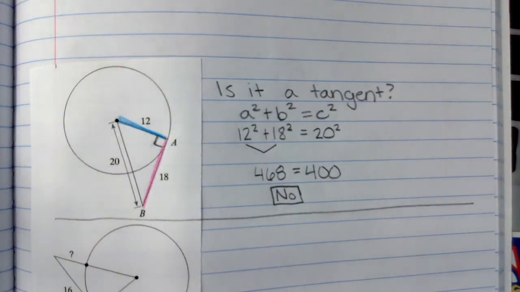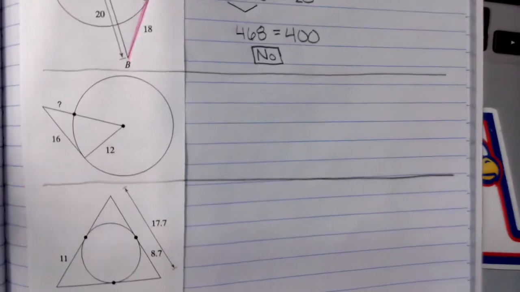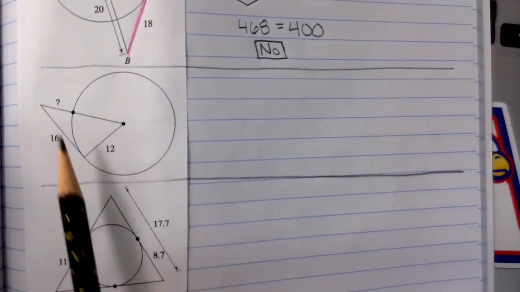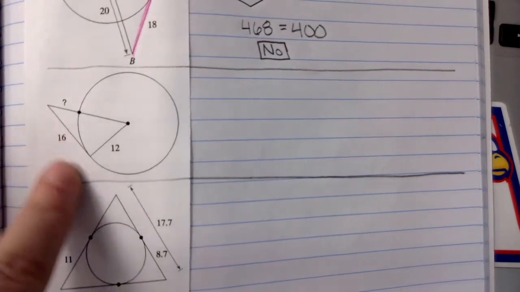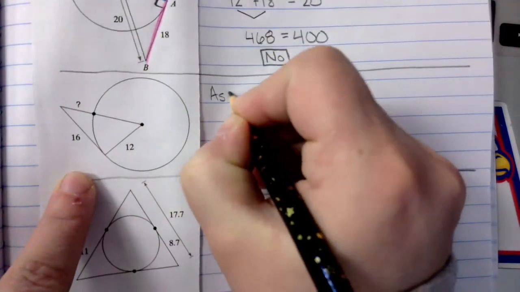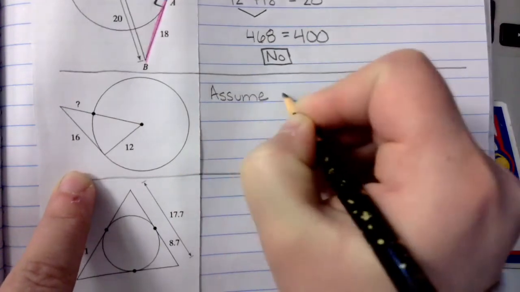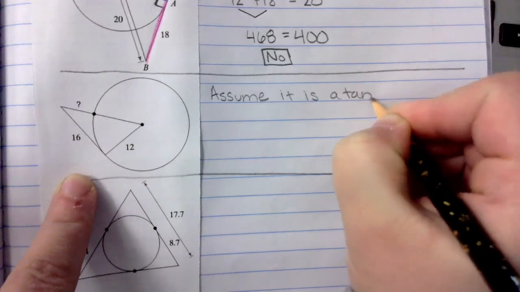Alright, 2 more problems. For this one, we're going to assume that this is a tangent. So assume it is a tangent. Where else have we heard of that word tangent? Or where else might you hear that word tangent?